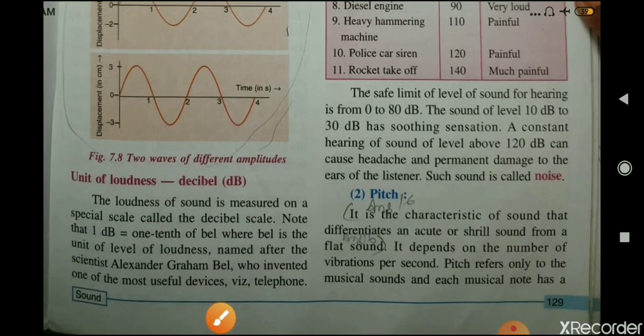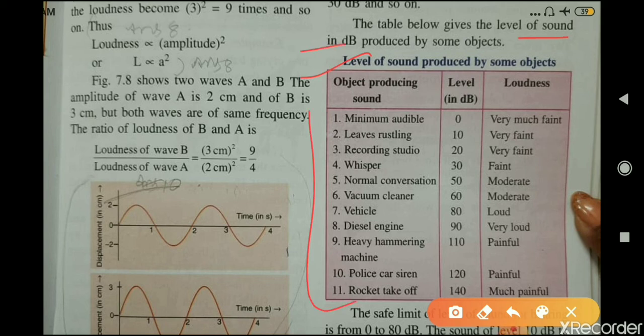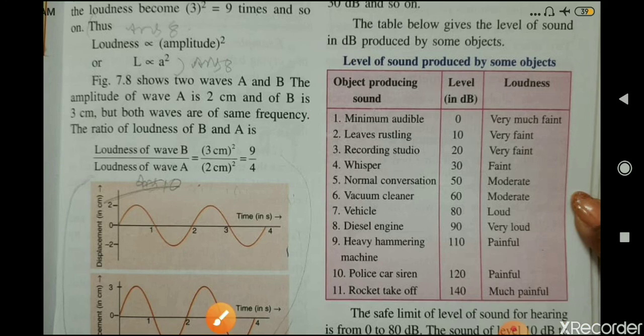Now, the unit of loudness. The unit of loudness is decibel. Okay. Now, here in this table, you can see the level of sound in decibels produced by these different objects. Okay, so you can read this table.